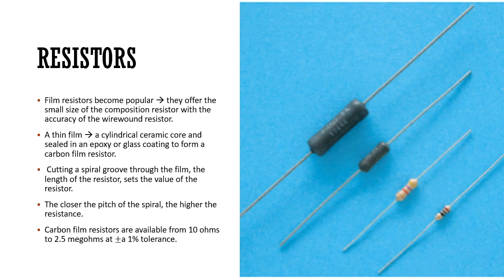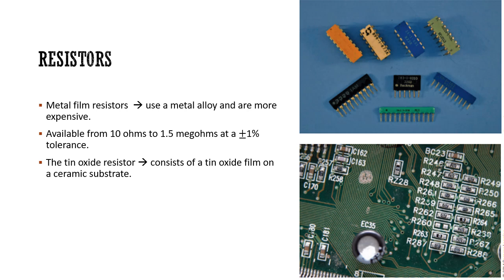Carbon film resistors are available from 10 ohms to 2.5 megohms at ±1% tolerance. Metal film resistors are physically similar to carbon film resistors but use a metal alloy and are more expensive. They are available from 10 ohms to 1.5 megohms at a ±1% tolerance, although tolerances down to ±0.1% are available. Another type of film resistor is the tin oxide resistor, as in figure. It consists of a tin oxide film on a ceramic substrate and is also available in a single inline format or dual inline pin format.